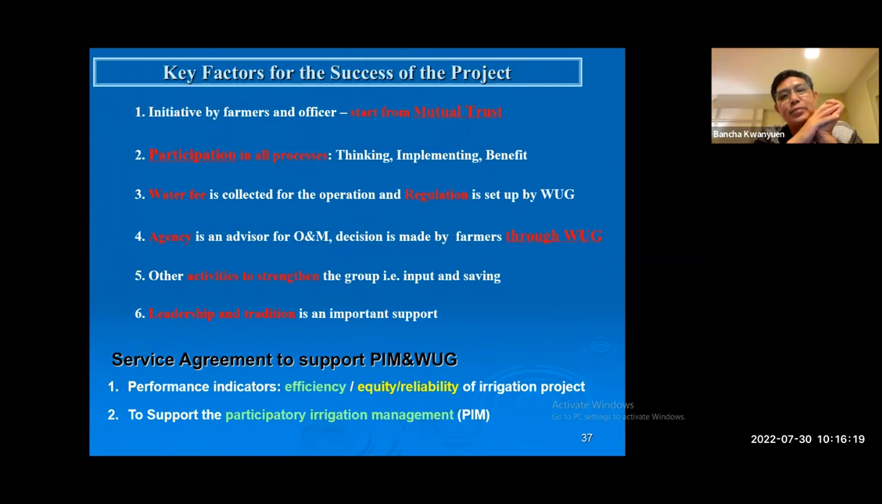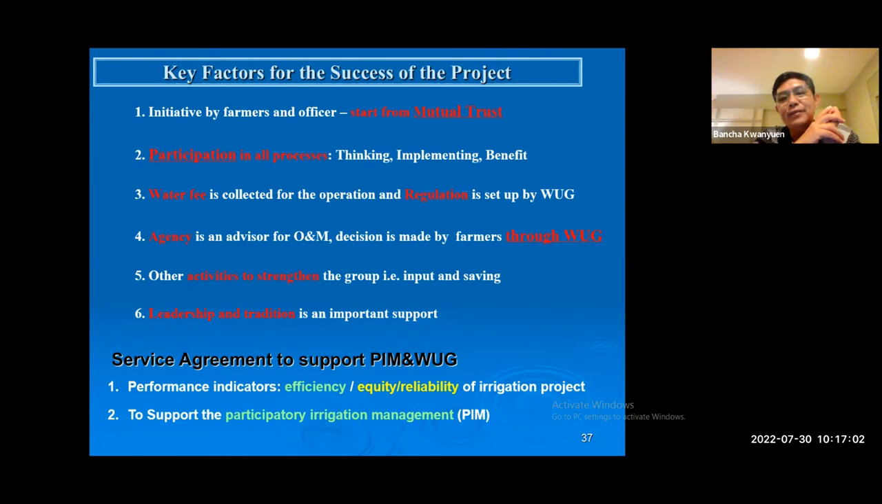And of course, participation has to be in the whole process: thinking together, doing together, and then sharing the benefit. And if possible, water fee is important. I will make clear again that water fee is not for the project. Water fee is for the people or for the group to work together. The water fee is the cost, the money to be used by the group of people. And of course, maybe we need some regulation among the group on the water allocation and on some other issues.